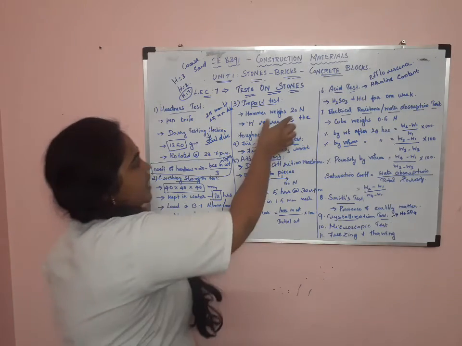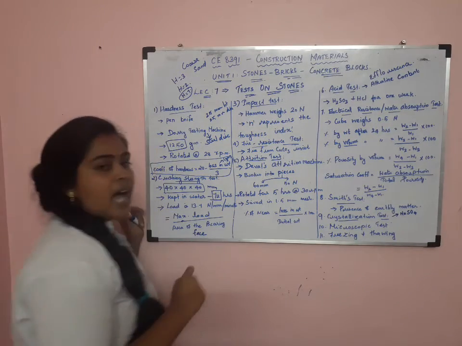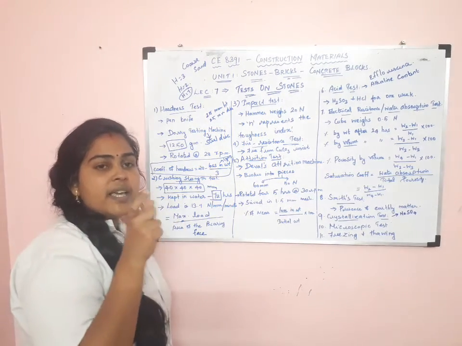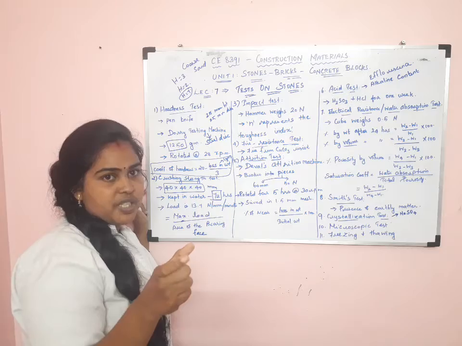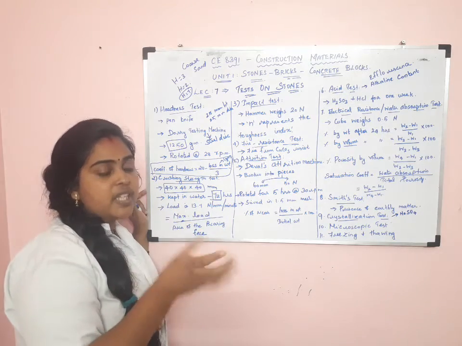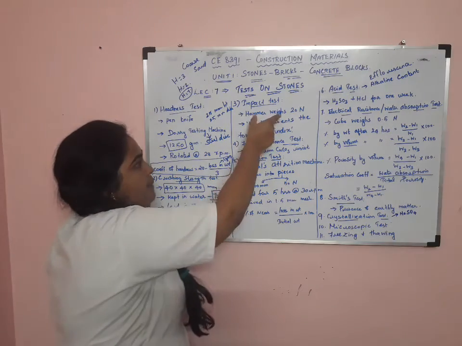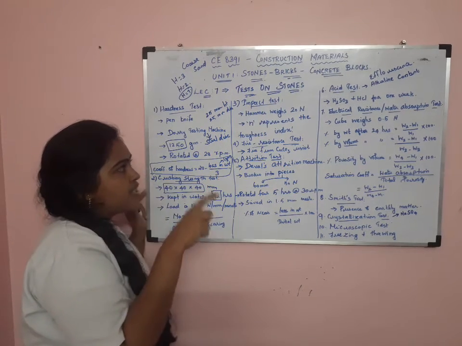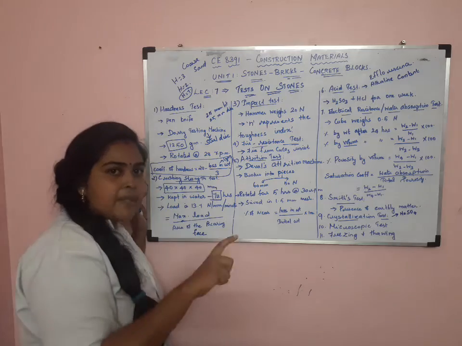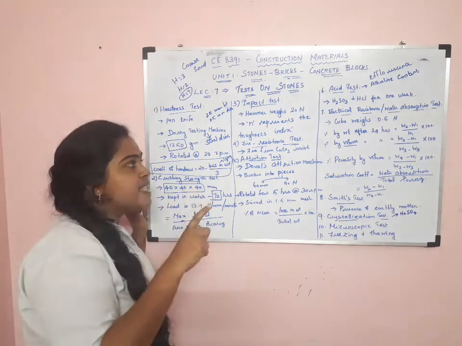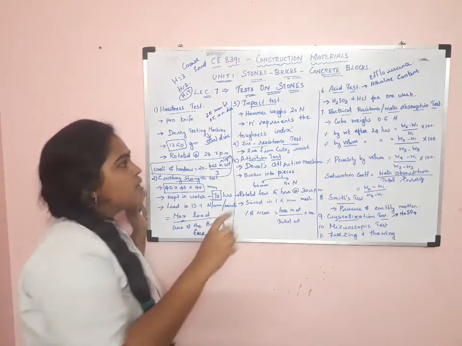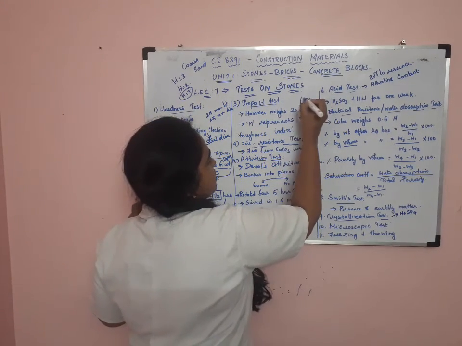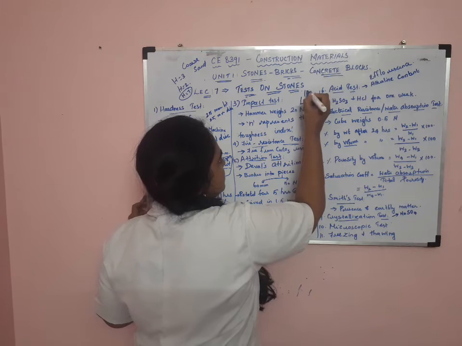The hammer weighs about 20 Newton. This stone is kept on the cast iron anvil of the machine. The impact testing machine has a hammer, and this hammer weighs about 20 Newton.